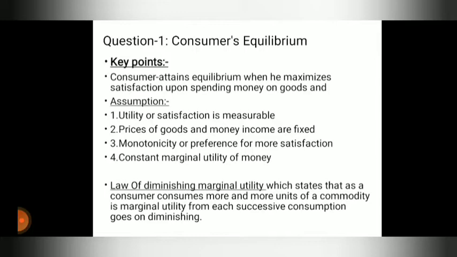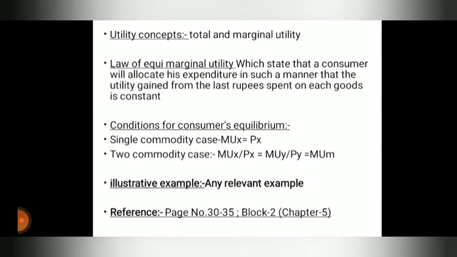Then comes the law of eventual diminishing marginal utility, which states that as a consumer consumes more and more units of a commodity, his marginal utility from each successive consumption goes on diminishing. This is about the law of diminishing marginal utility. Then we will have to explain the concepts of total utility and marginal utility.